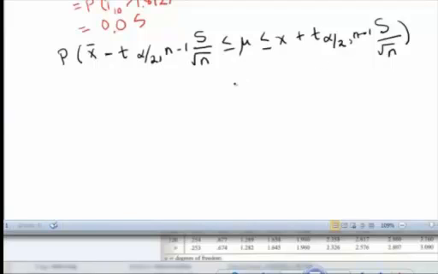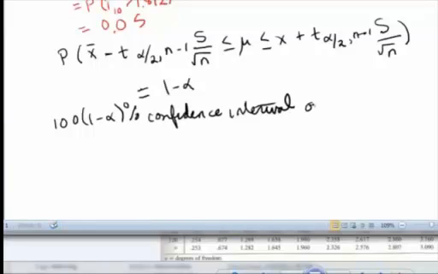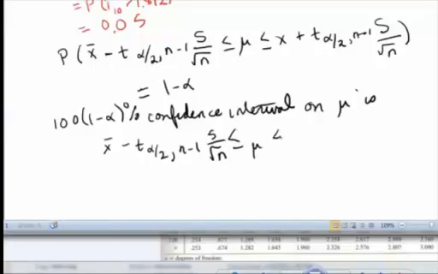All of that is equal to 1 minus alpha. And then we can define our 100 times 1 minus alpha percent confidence interval on mu as just X bar minus t alpha over 2, n minus 1, S over square root of n, less than or equal to mu, and that's less than or equal to X bar plus t alpha over 2, n minus 1, S over square root of n.